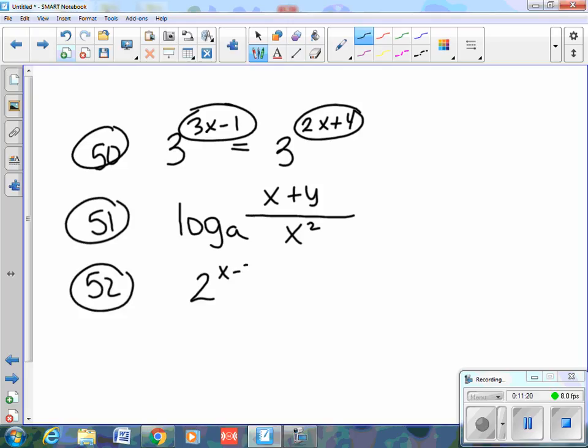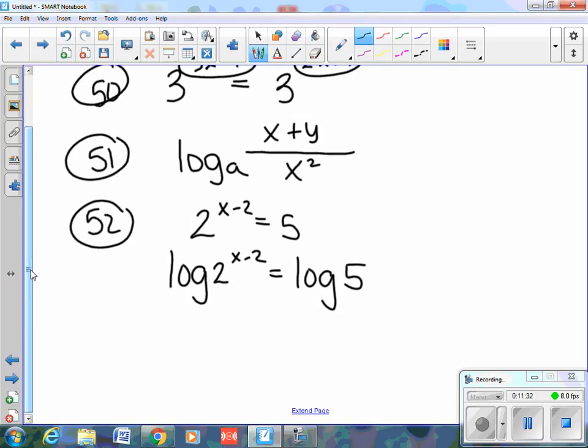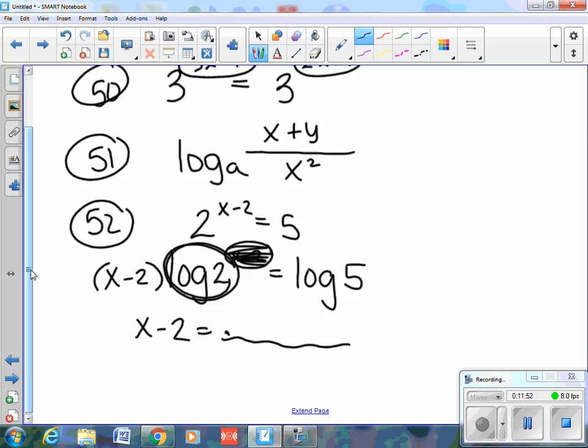you have 2 to the x minus 2 equals 5. You're going to log both sides of your problem. After you log both sides, you're going to bring this x minus 2 out in front, and I would put it in parentheses. Then I would divide both sides by the log of 2. So whatever the log of 5 divided by the log of 2 is on your calculator is going to go right here. It's going to be a decimal, I think. And then all you have to do is add 2 to both sides to get x.